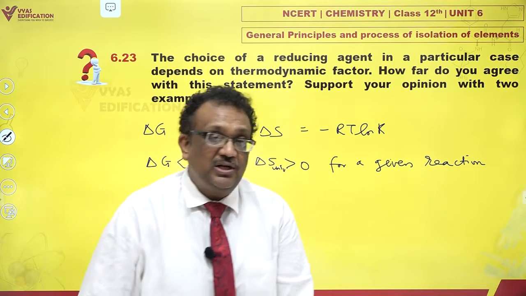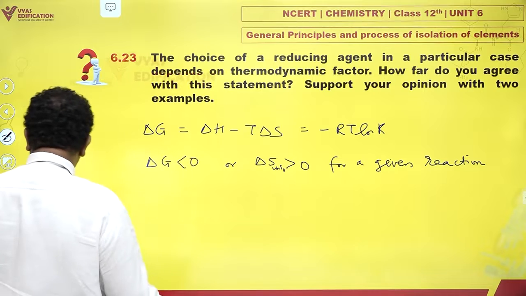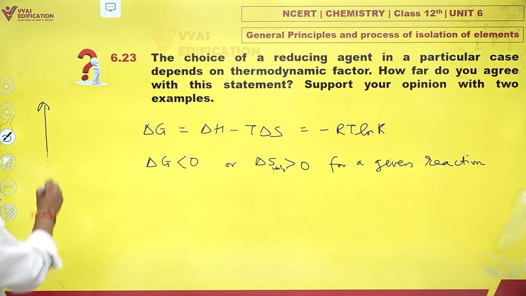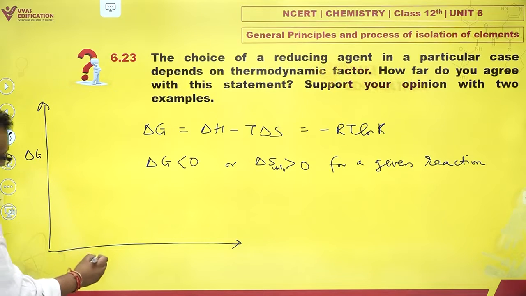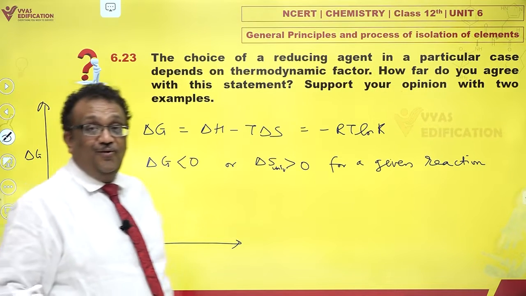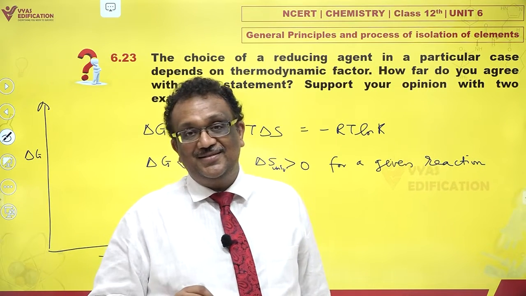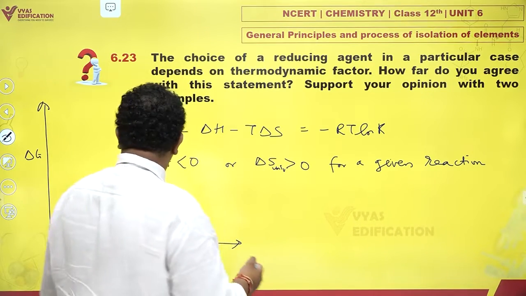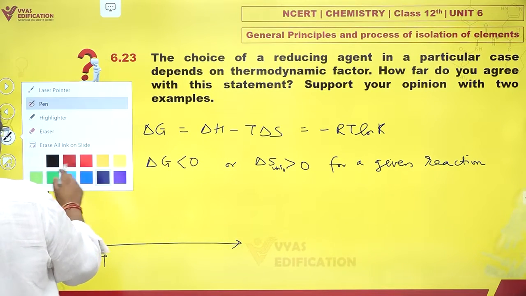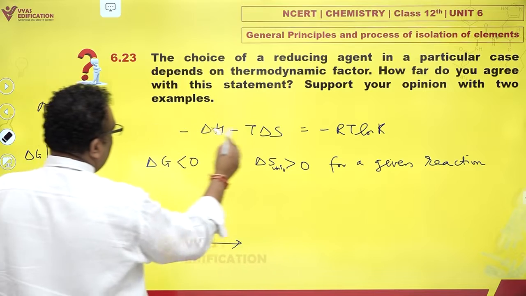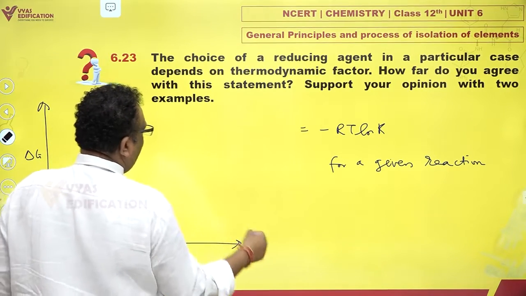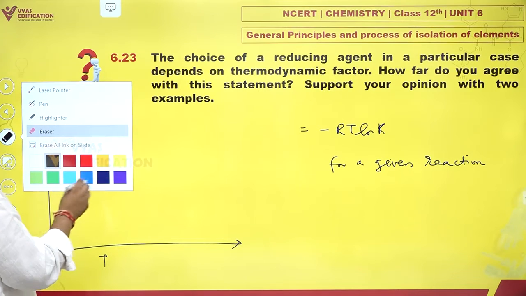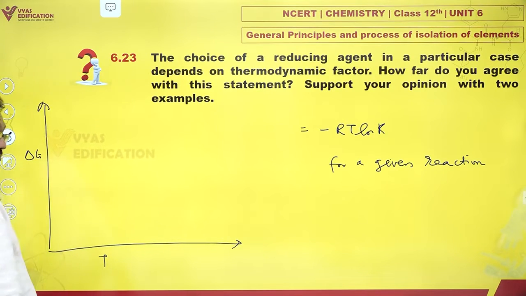What do Ellingham diagrams contain? Ellingham diagrams contain graphs of delta G versus temperature for oxidation of various metals. Even non-metals, for example carbon, are also there, but because metallurgy pertains to metals and we are mostly interested in metals, we plot all the metals along with the relevant non-metals. I'll give you some examples.